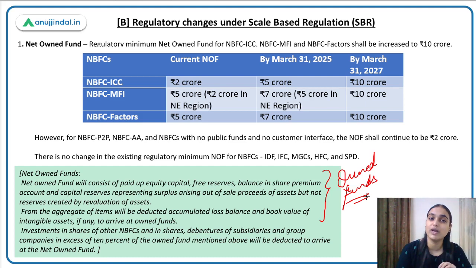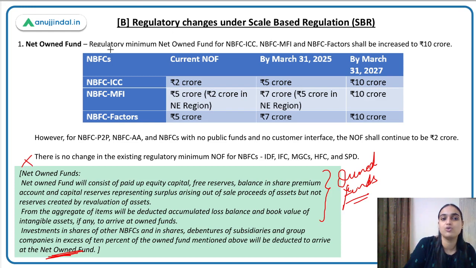And when you have to get the net amount, then from these owned funds, you have to deduct all of your investments which you are making in other NBFCs or in the shares, ventures of your subsidiaries or other group companies. If that investment is in excess of 10% of this owned fund, then you have to deduct it and you'll get the net owned fund. So this is basically the formula of how we can calculate the net owned funds. This is not important. What is important for you all is what has been the regulatory change.